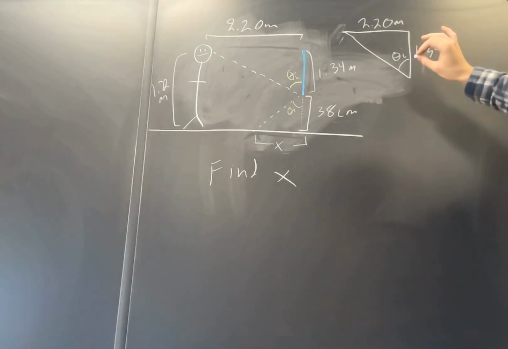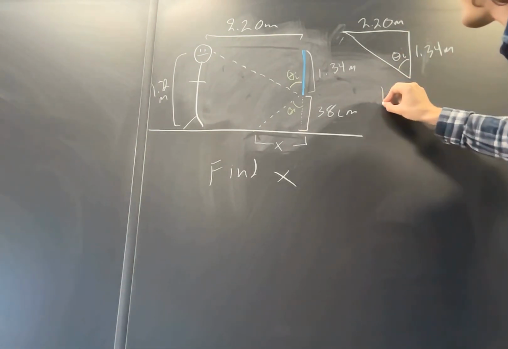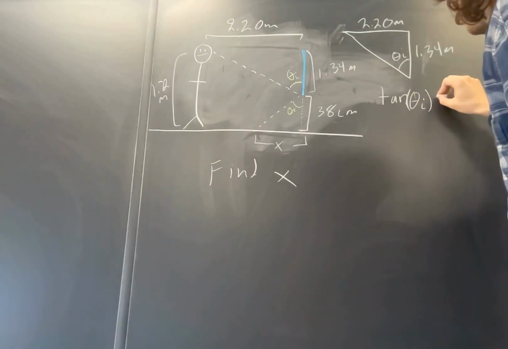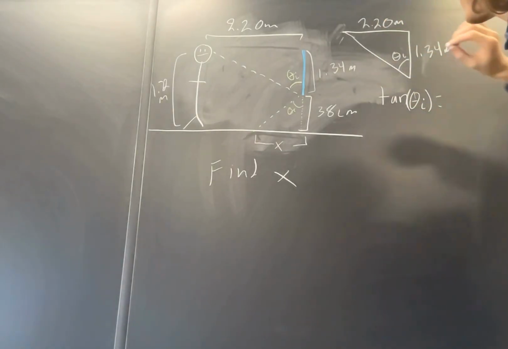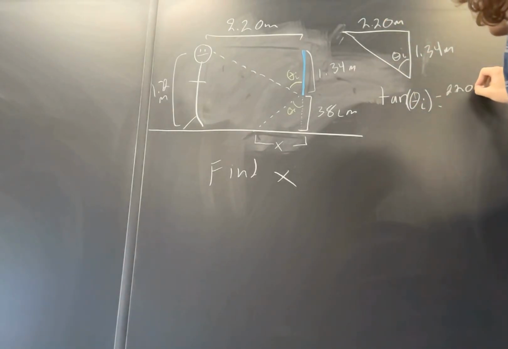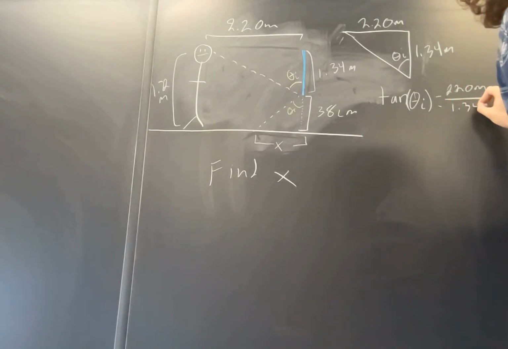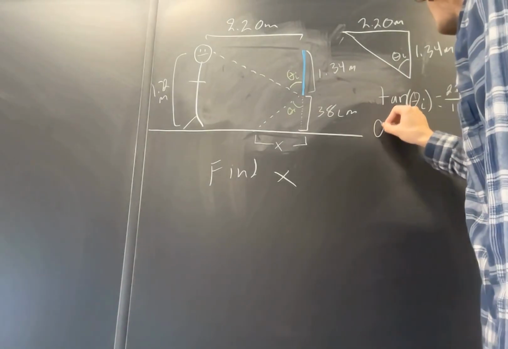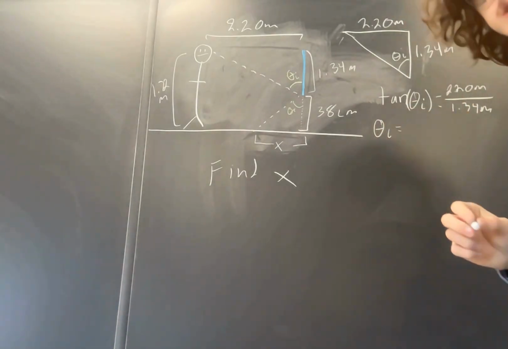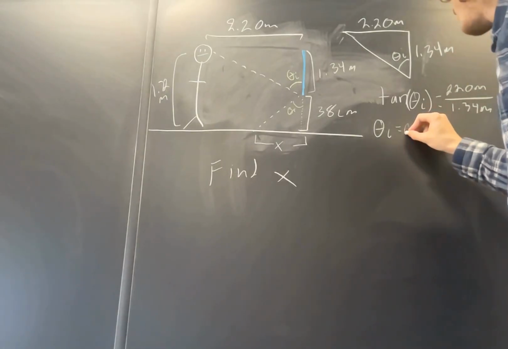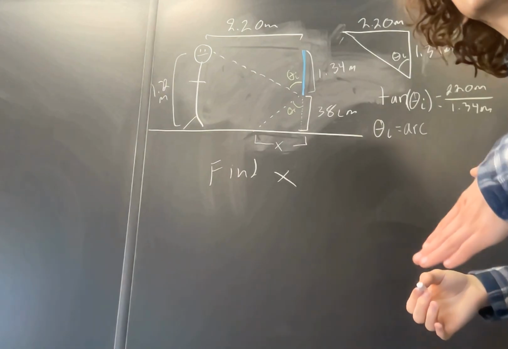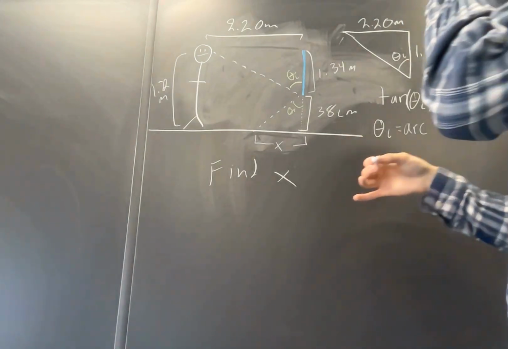Hopefully you can see that there's an identity here, and it's going to be the tangent identity. Tangent of theta, the incident angle, is going to equal the adjacent side of 2.20 meters over 1.34 meters, and this will give us an angle theta. So let's just solve it. We're going to take the inverse tangent. You can call it tan to the -1. I like to do it arctan because it's not really tan to the -1, because that would be 1 over tan, which is cotangent, and you do not get that.